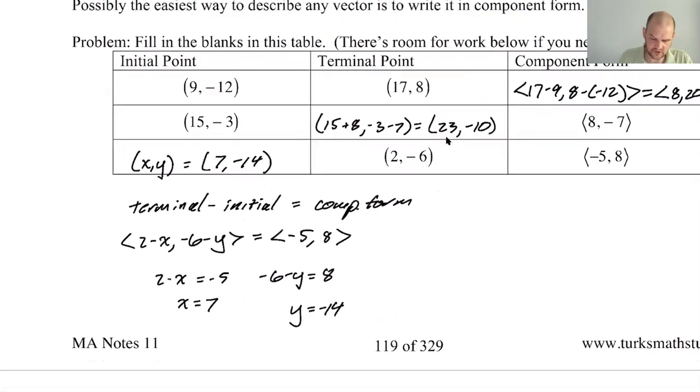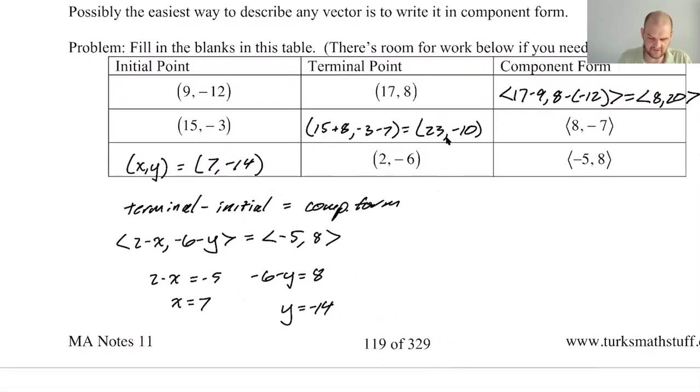And then you can check. So terminal minus initial, 2 minus 7 is -5, -6 minus -14 is +8. So we got them right.